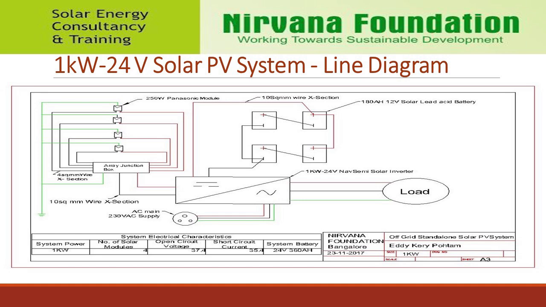Standalone solar PV system. We can see in the left corner, 4 panels output to the inverter through array junction box. Batteries store the energy and supply to load whenever required.